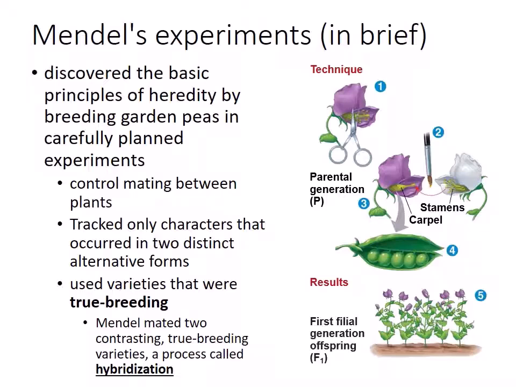He controlled the mating between plants, and he tracked only characters that occurred in two distinct alternative forms. So like white flowers or purple flowers, or round seeds or wrinkled seeds, not like dark purple, light purple, and white, or short plants or tall plants, not short, medium, and tall plants. He used varieties that were true breeding, so that means that purple flowered plants produce purple flowered plants, white flowered plants would produce white flowered plants, and so on and so forth. So he mated two contrasting true breeding varieties in a process that's called hybridization.